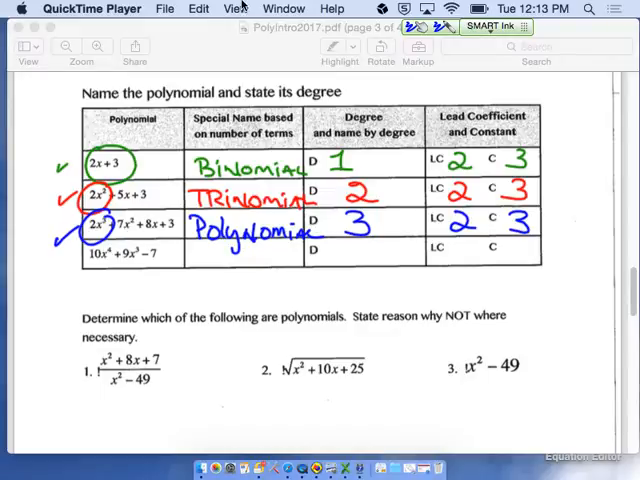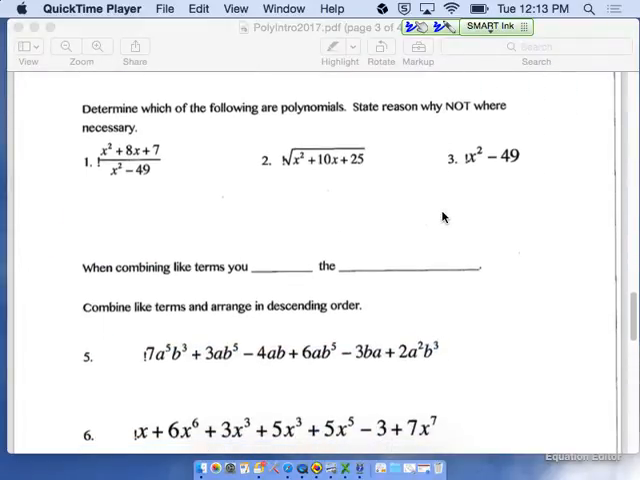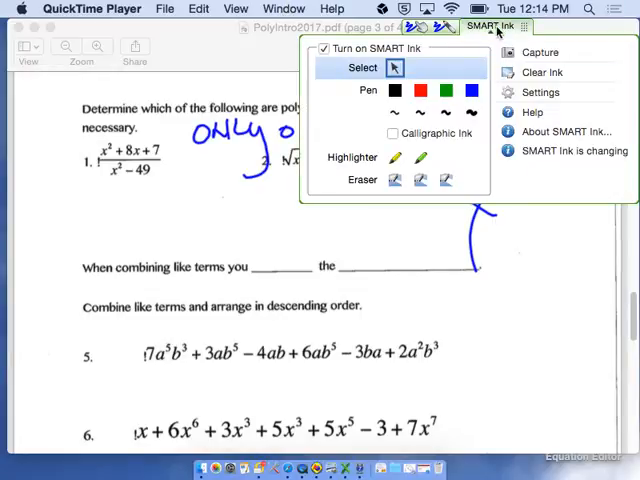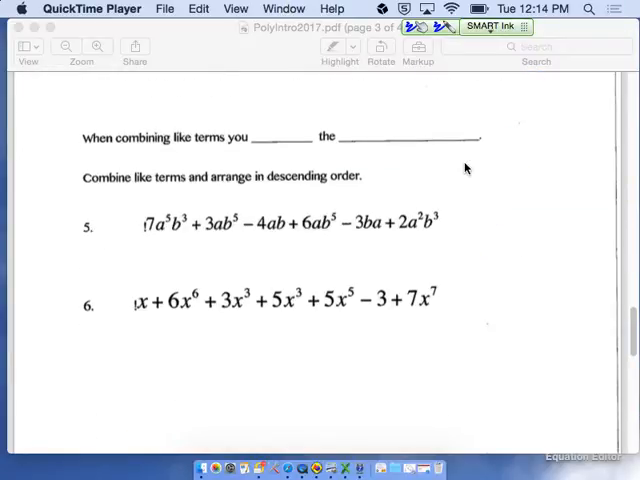And there's one other thing just to point out, one other distinction. We will go over these in class, and note only one is a polynomial. I'll let you figure that out on your own, and we'll talk about it in class. Let's see, when you're combining like terms, just to make sure this is clear, you simply add the coefficients.